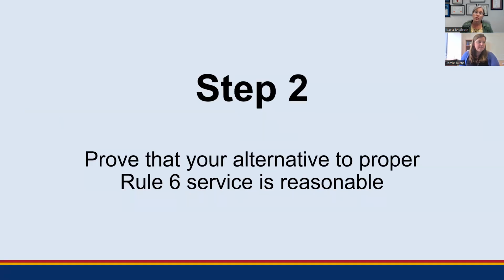So step 2. We've now determined that we cannot find the person, at least not for the purposes of proper Rule 6 service. We may have found some trace of the person. So now what we're going to do is prove to the court that our chosen alternative to proper Rule 6 service is a reasonable option.